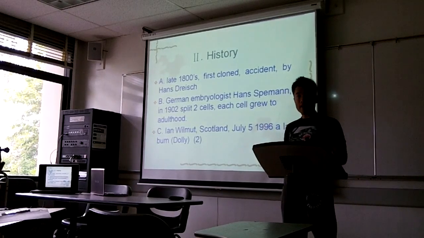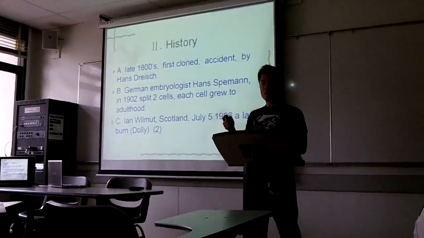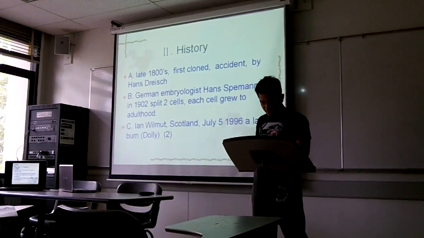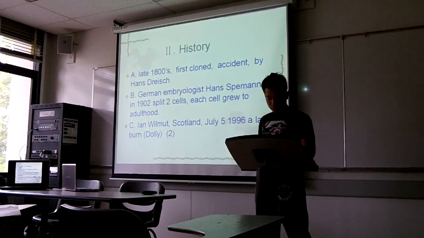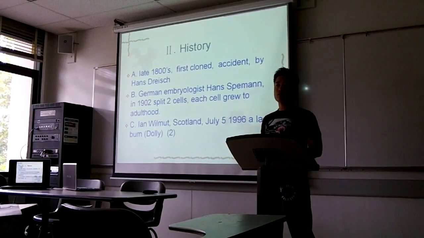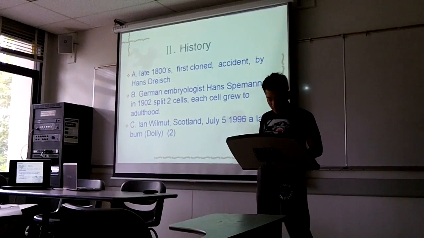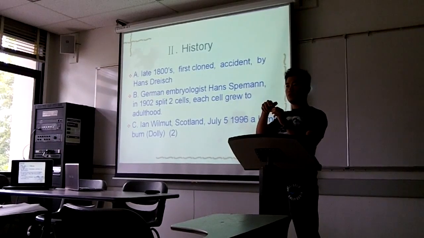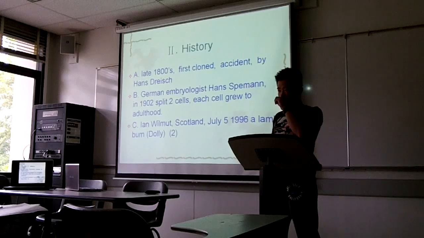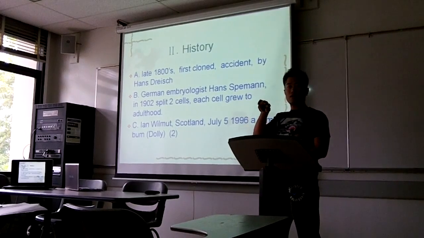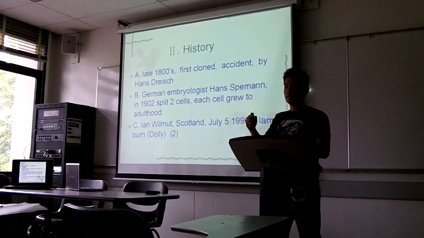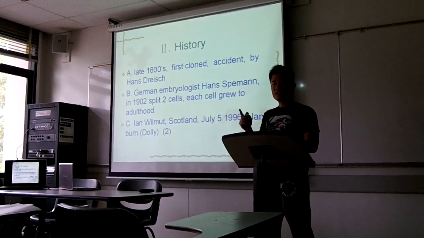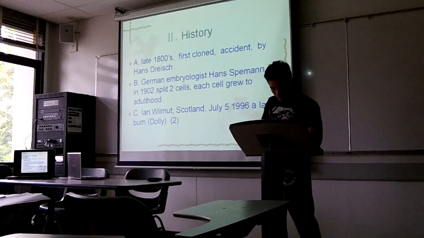And in 1902, an embryologist, Hans Spemann, separated two cells of a salamander. Salamander is a kind of animal. They used the cells of an embryo, and both of these cells grew to independent adulthood, salamanders.